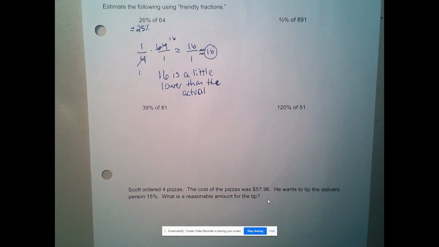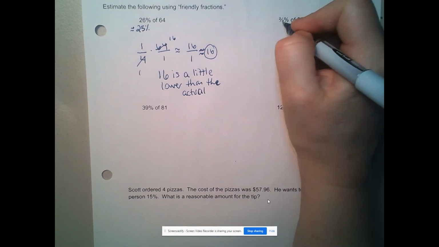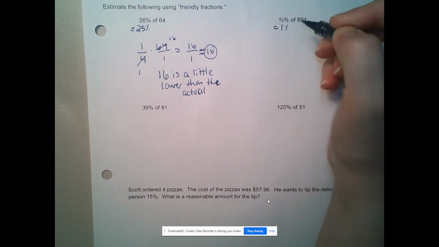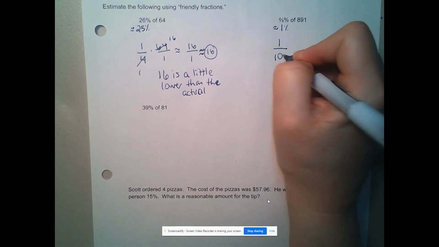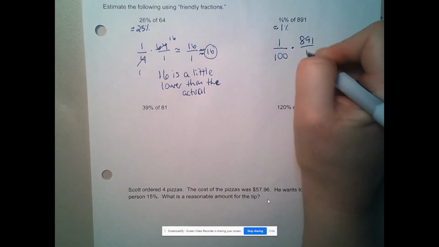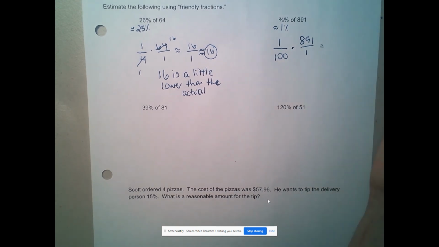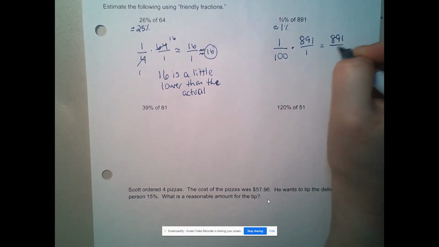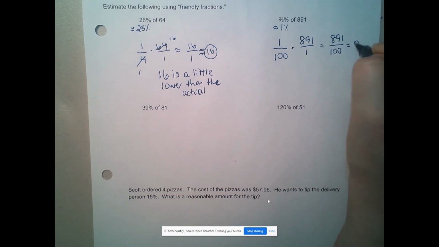2/3 of a percent. Now, guys, I have no idea what 2/3 of a percent of something is. So I'm going to go with 1%. So 1% is 1/100th of, or times 891. So I can't even do anything to simplify that. 891 over 100, or we can go with 8 and 91/100ths. It's not a great estimate just because the 891 isn't very friendly.